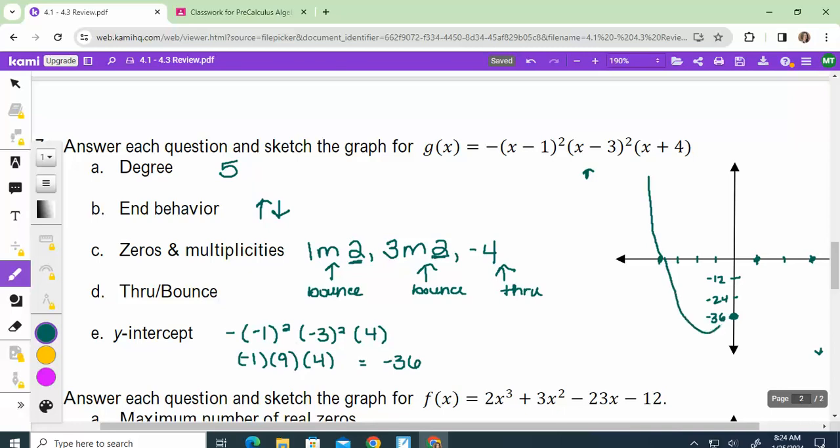Through at -4. Okay, at -36, that's where we cross the y-axis. We hit at 1, and our graph would bounce. We again at 3, and it bounces. So the final graph looks something like this. Notice I didn't hit the x or y axis anywhere except the points I had marked.